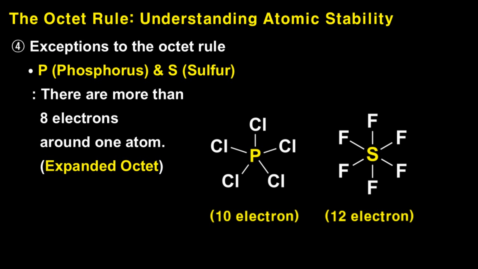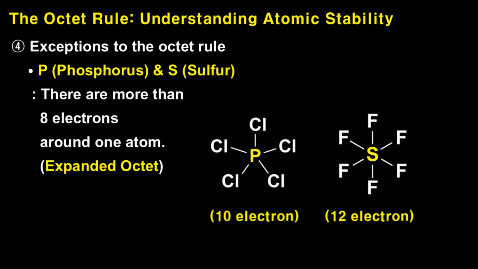Another major exception to the octet rule is something called the expanded octet. Some elements can actually hold more than 8 electrons in their outer shell, allowing them to form compounds that go beyond the standard octet. This usually happens with elements in period 3 or higher on the periodic table. And why is that? It's because these elements have access to the d orbitals, which give them extra space to hold more electrons. Let's take phosphorus as an example.